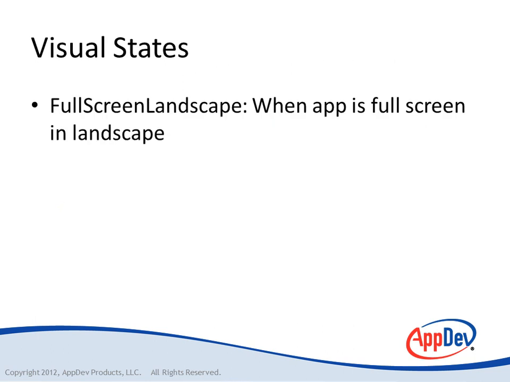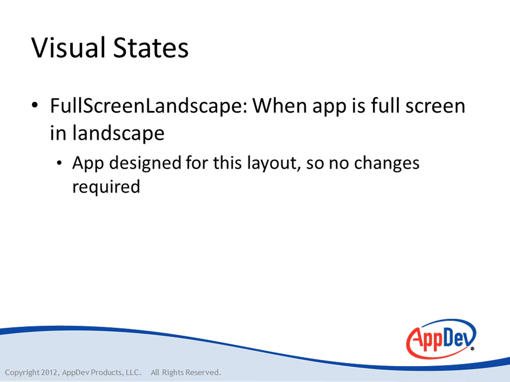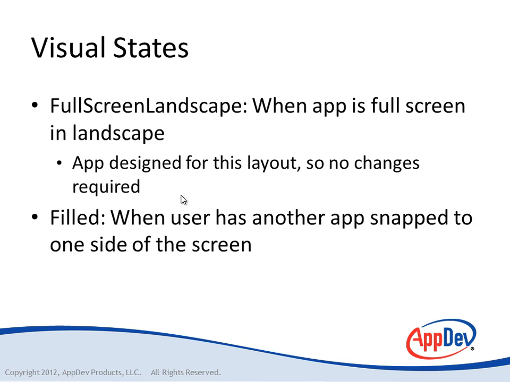The full screen landscape view happens when the app is full screen in landscape mode. The app is designed for this layout, so generally no changes are required. The filled state happens when a user has another app snapped to one side of the screen, taking up the small portion, and your application is taking up the larger portion of the screen. In Windows 8, using Metro style apps, you will never have more than 2 applications concurrently visible on the screen. There's no changes often required here either, and for our application, we're not going to bother changing anything for filled mode. That's enough of the screen real estate that you can see everything in our app.